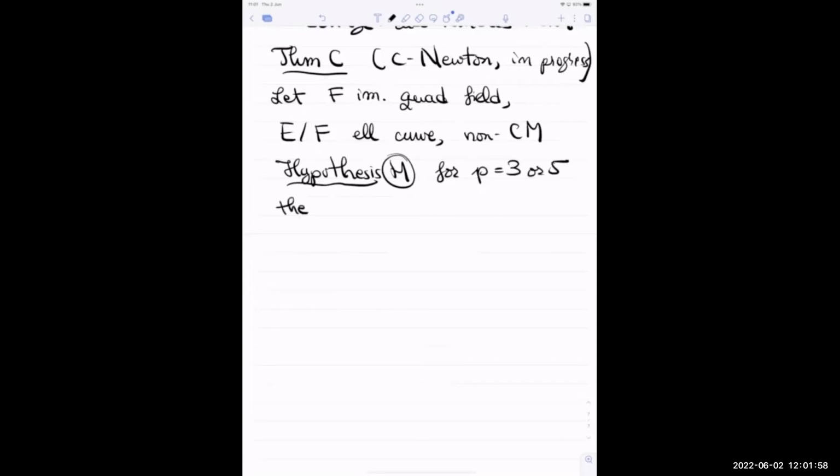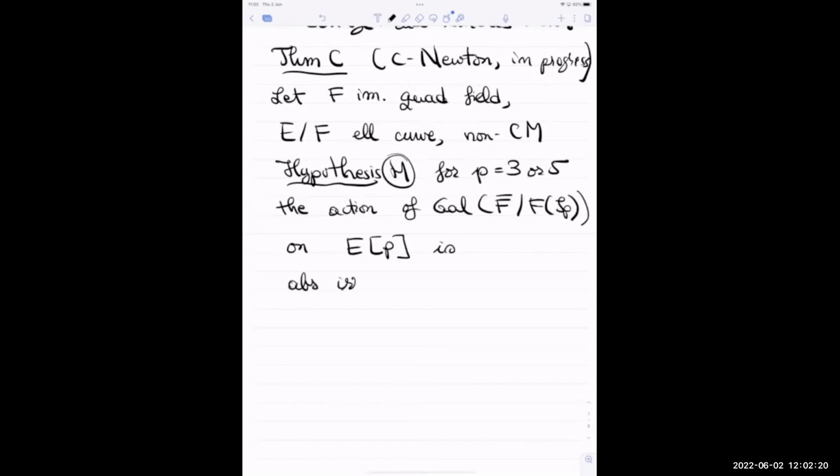We want to assume that the action of the absolute Galois group of F(ζ_p) on E[p] is absolutely irreducible. So this is a precise large image assumption that we need to assume mod 3 or mod 5. And then if this hypothesis is satisfied, then E is modular.